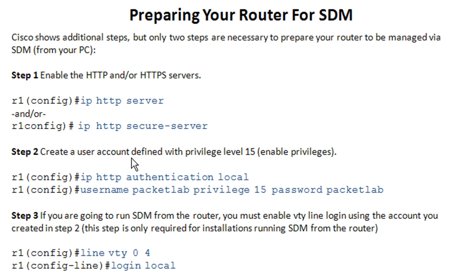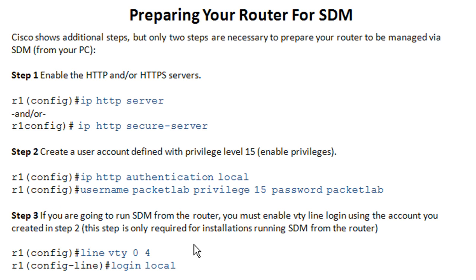In this case, we're going to keep it simple. We're going to create a username on the router itself, and I'm going to use packetlab with the password of packetlab, specify privilege level 15, and then in order for this to work, you're going to have to go back and configure your HTTP server to use local authentication. Again, here you could use AAA if you want to use TACACS or whatever. Again, we're going to keep it simple. But what this is doing is this is going to grant SDM the ability to make configuration changes to your router. So those are the two steps that you're going to absolutely have to do.